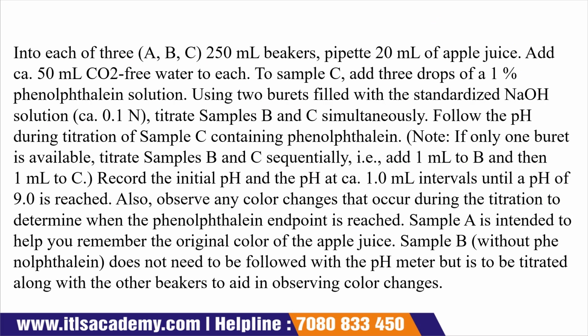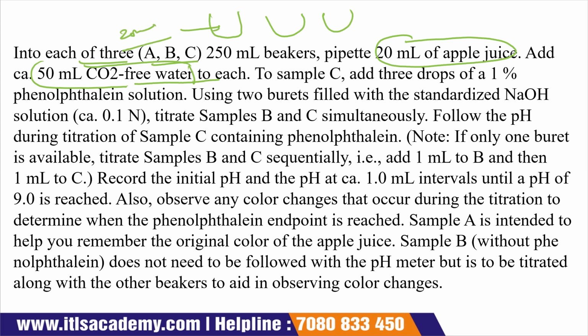Now into each of the three, that is your A, B, C, we have to take 20 ml of apple juice, and into it we have to add 50 ml of carbon dioxide free water, same as it is. Okay, suppose that this is your enamel flask. So first of all we have to take 20 ml of this apple juice, then we have to add 50 ml of carbon dioxide free water.